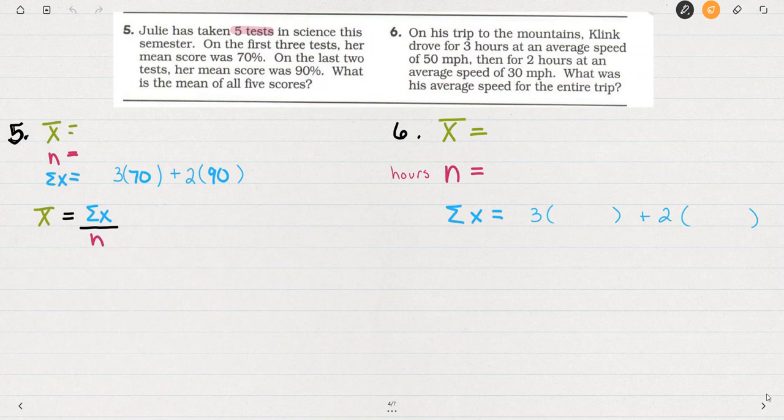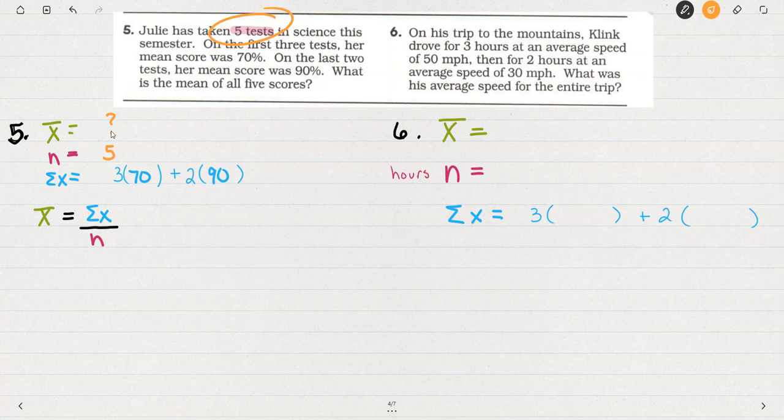Looking at number 5, Julie has taken 5 tests in science this semester. On the first 3 tests, her mean average was 70%, and on the last 2, her mean average was 90%. We want to find the mean for all 5 scores. Right off the bat, what I can see is that we've got 5 tests, and what we're trying to discover is the mean, the x bar.